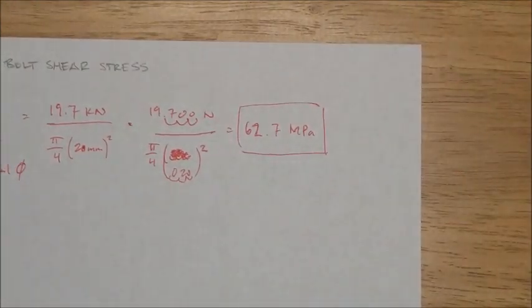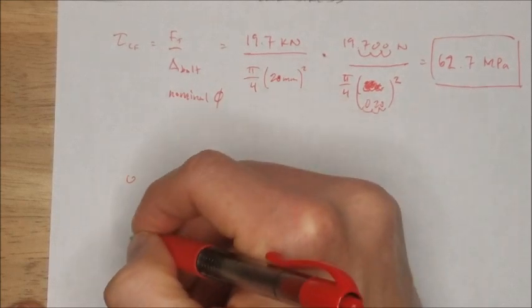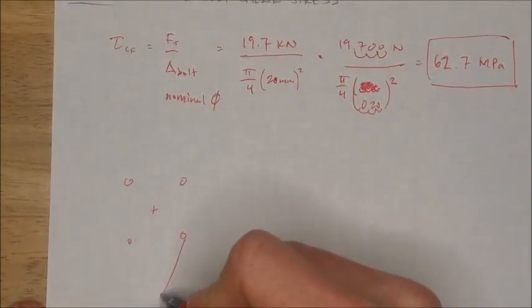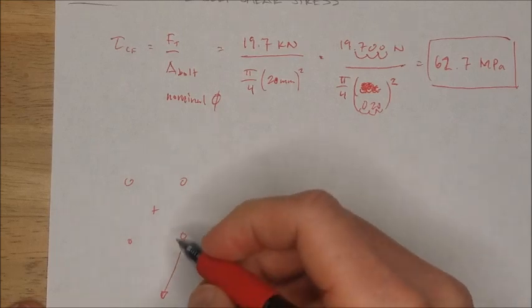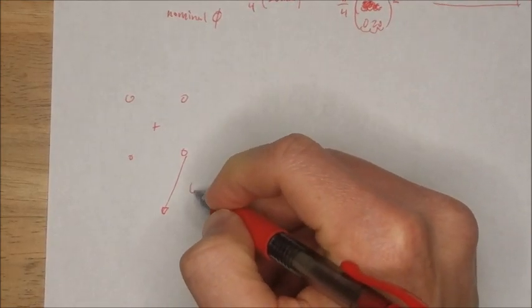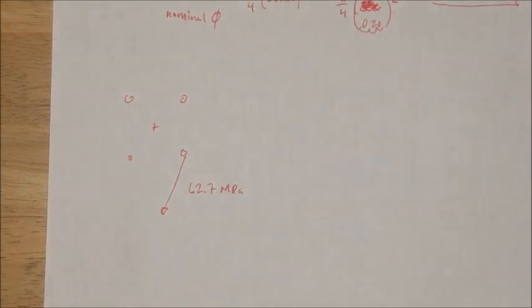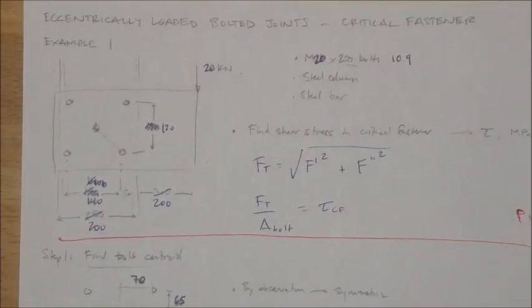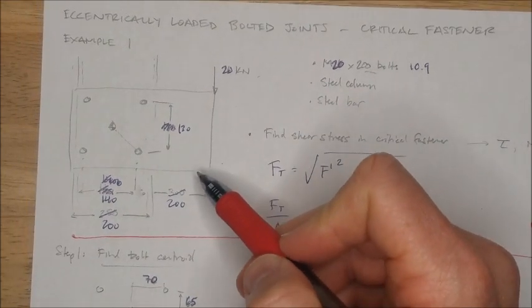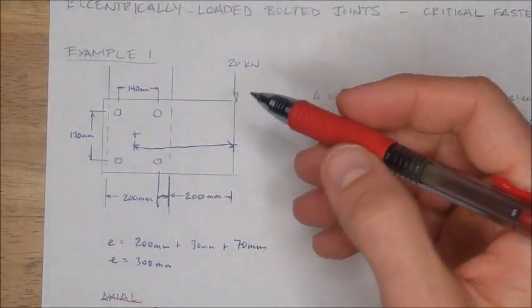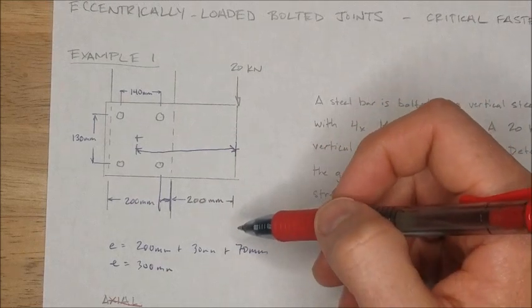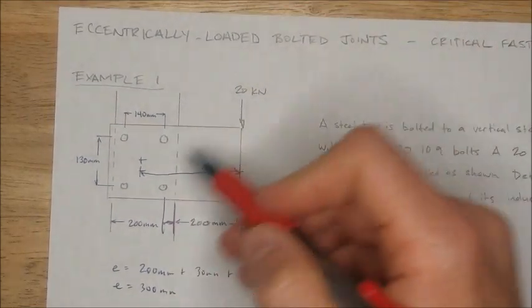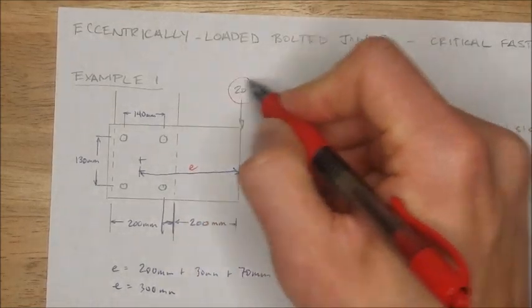So, back to the original question. Which fastener was our critical one? Simple, this guy. And what is the applied, or the induced shear stress there? 62.7 megapascals. Now notice, we didn't have to spend a whole lot of time on this diagram. There was not a whole lot of information given here, nothing really erroneous that could throw us off, but we didn't have to spend a lot of time looking at this. We really only needed our E value and our 20 kilonewtons.